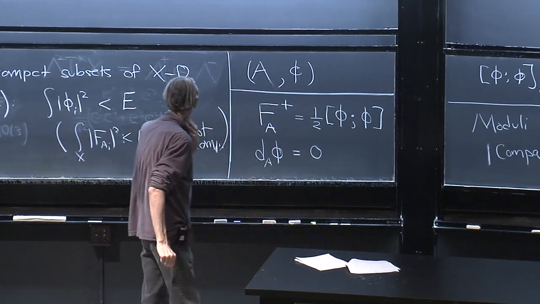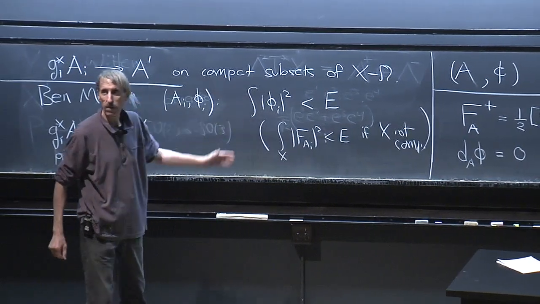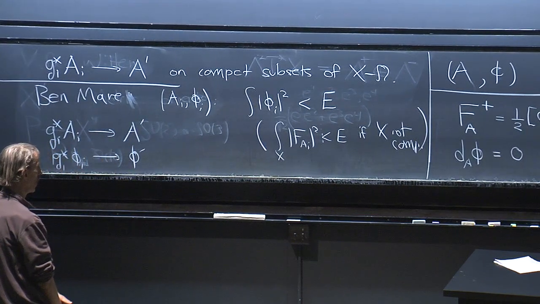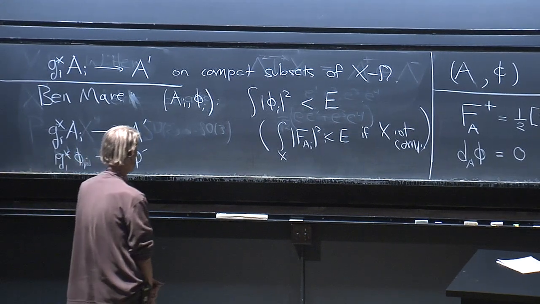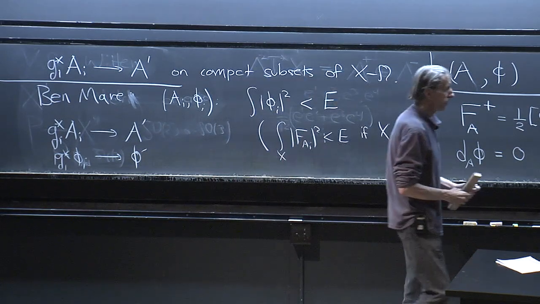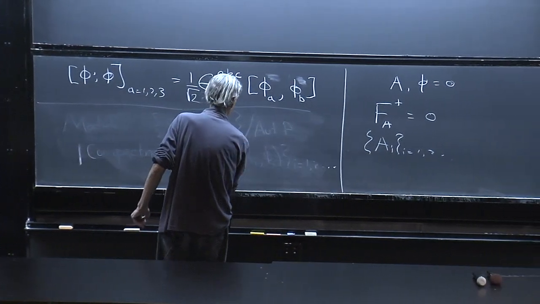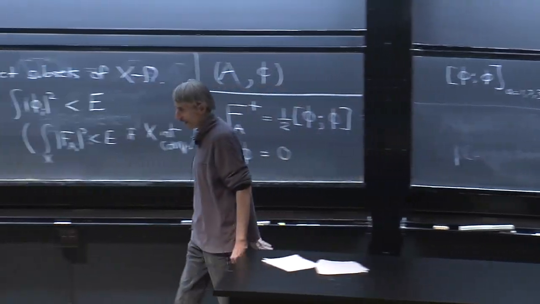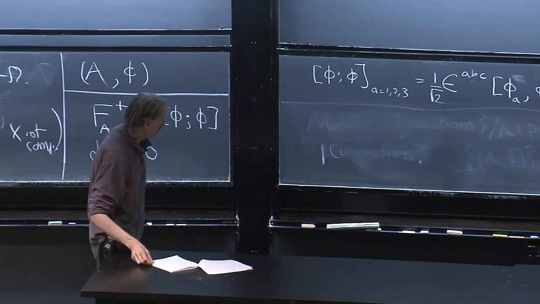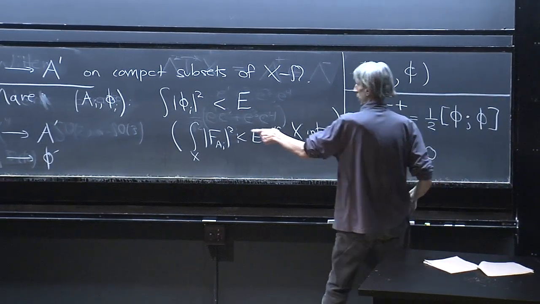But after Ben's work, the question now arose: well, what if you don't have this bound? What can you say if you don't have an a priori L2 bound on the L2 norm of the Higgs field? Well, the first question you might ask is, maybe you always have a bound like that, and the answer is no, you don't. There are counterexamples, sequences of solutions where this gets arbitrarily large.